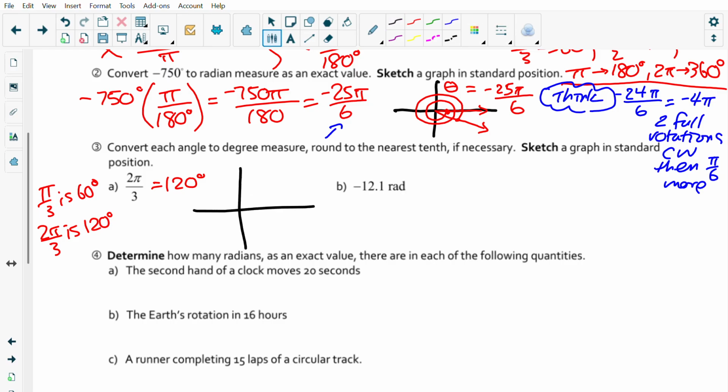Let's sketch the angle in standard position. Okay, I have my initial arm. This is a positive angle. I'm going in the counterclockwise direction. 120 degrees, so that's past the 90 mark and then 30 more right there. There's my terminal arm. Theta equals 2 pi over 3.